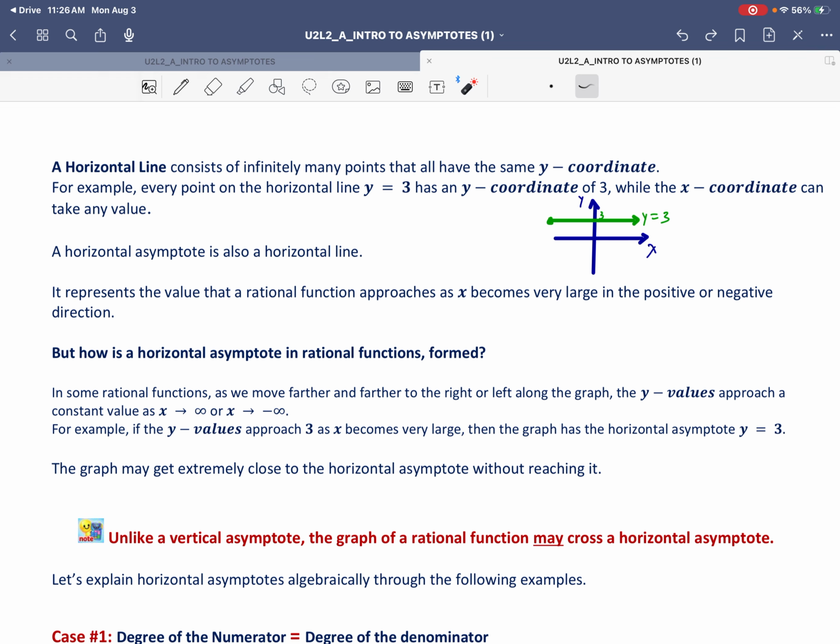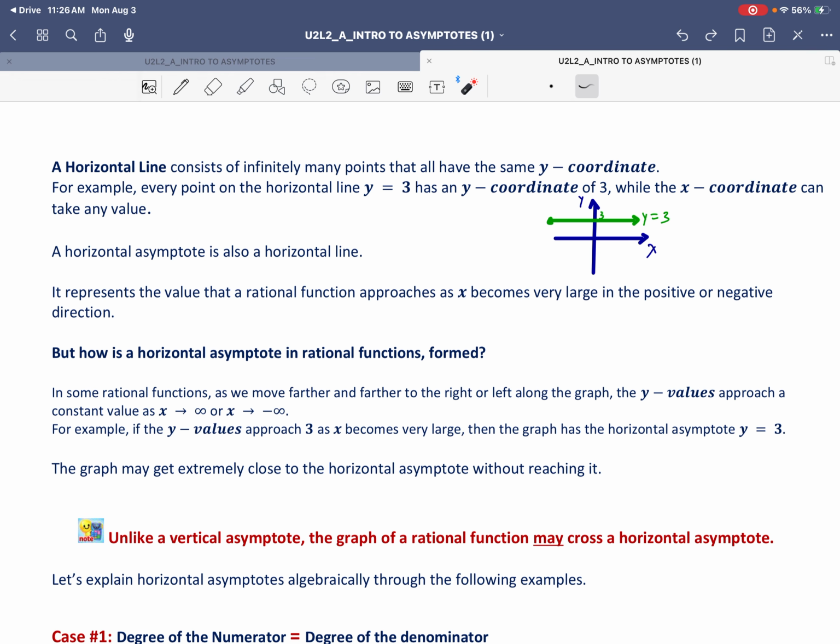Unlike vertical asymptotes, horizontal asymptotes may be crossed by the graph. A horizontal asymptote describes the end behavior of the function, and it doesn't necessarily restrict the graph from touching or crossing the line.